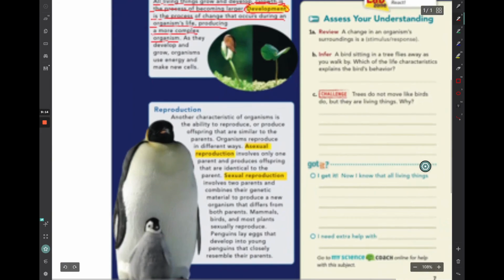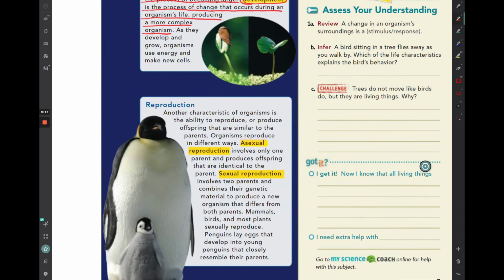And finally, the last thing we want to talk about is that all organisms have the ability to reproduce. If they weren't able to reproduce, they would not be able to continue to keep the species alive. We will spend a chapter or two later talking in more detail about the differences between the types of reproduction. But for now, just know that there is a form of asexual reproduction, which involves only one parent, and it produces offspring that are identical to the parent.